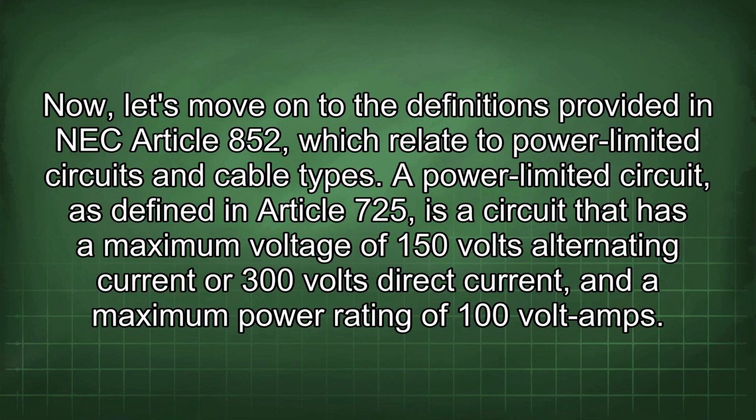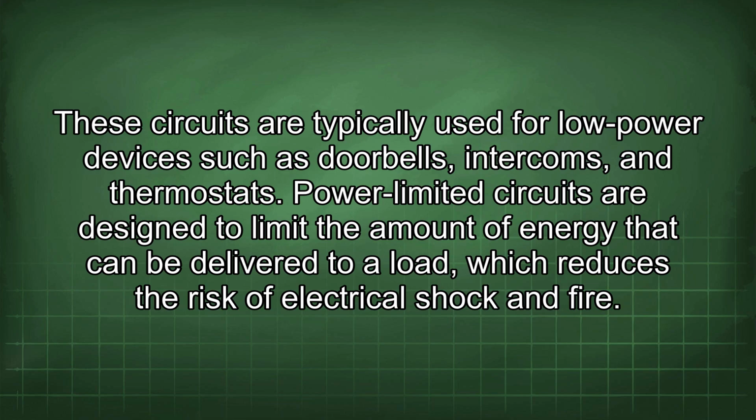Now let's move on to the definitions provided in NEC Article 852, which relate to power-limited circuits and cable types. A power-limited circuit, as defined in Article 725, is a circuit that has a maximum voltage of 150 volts alternating current or 300 volts direct current, and a maximum power rating of 100 volt amps. These circuits are typically used for low-power devices such as doorbells, intercoms, and thermostats.